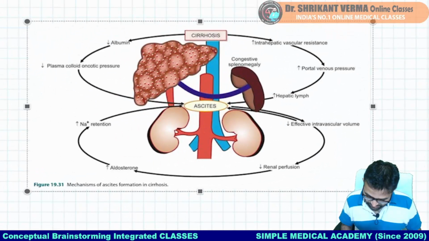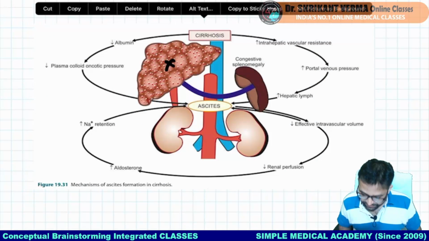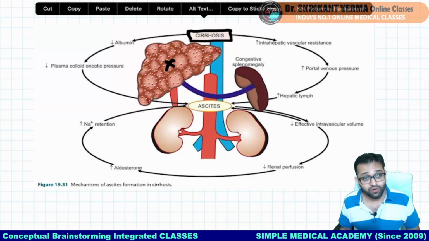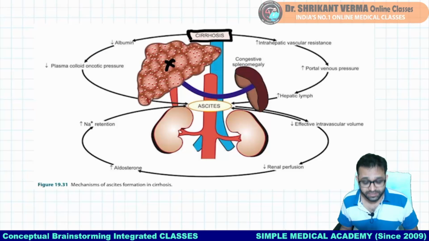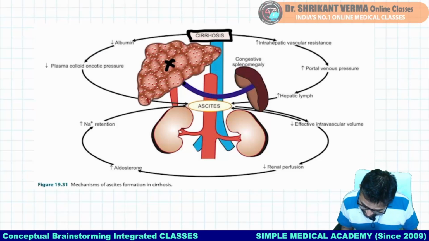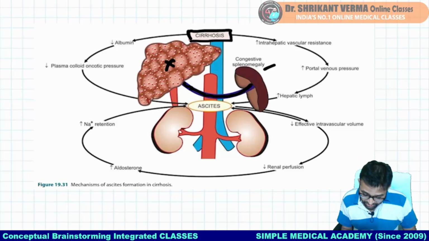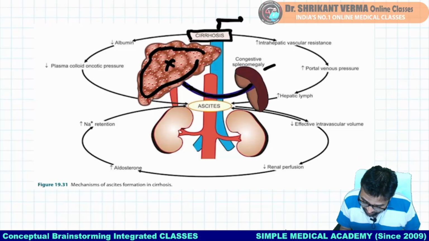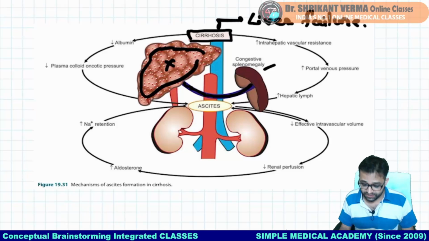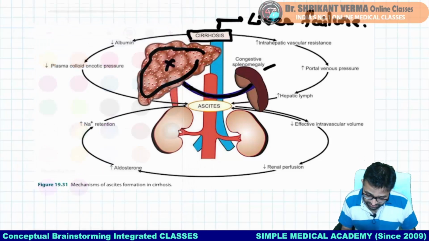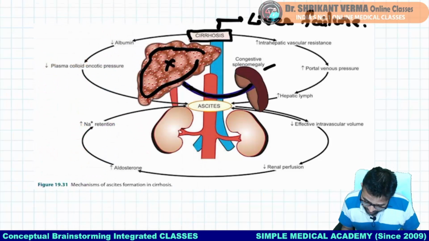See here, this is our liver. Fine, so cirrhosis is one of the causes for the portal hypertension. So in that situation, the blood is accumulating in the spleen. So congestive hepatomegaly, splenomegaly, cirrhosis is there. So all the features of liver failure, abnormal liver function tests, all those things will be seen. Fine. Now try to understand.